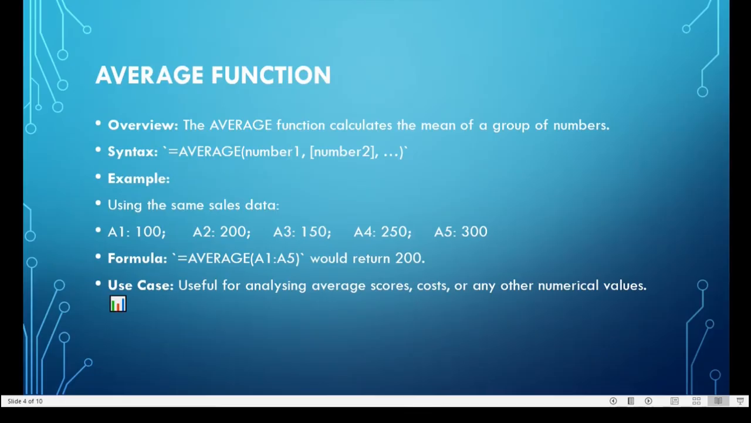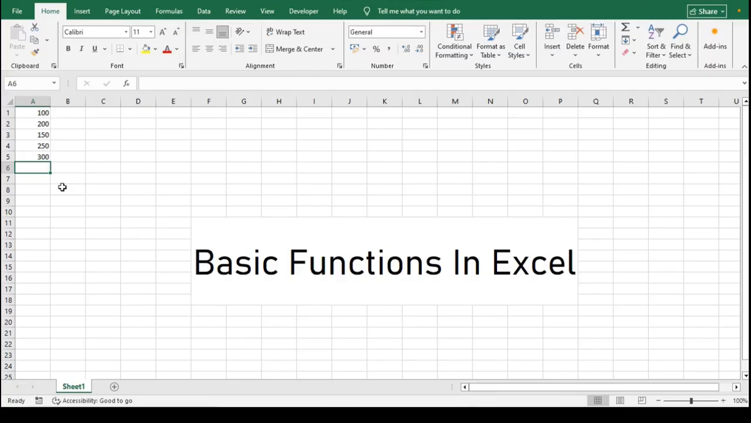The average function. The average function calculates the mean of a group of numbers, allowing for easy analysis of data sets. The syntax for the average function is =AVERAGE followed by number 1 and additional numbers in parentheses. Using the same sales data, if A1 equals 100, A2 equals 200, A3 equals 150, A4 equals 250, and A5 equals 300, the formula =AVERAGE(A1:A5) would return 200. This function is useful for analyzing average scores, costs, or any other numerical values.